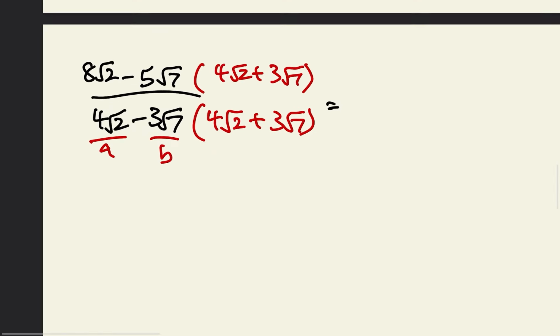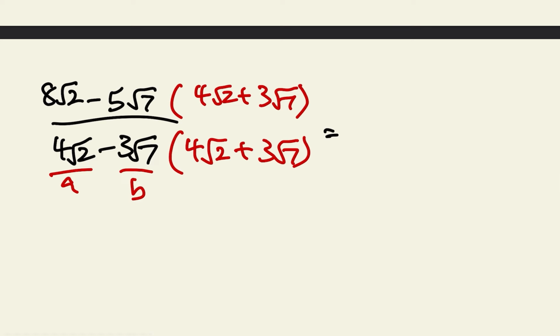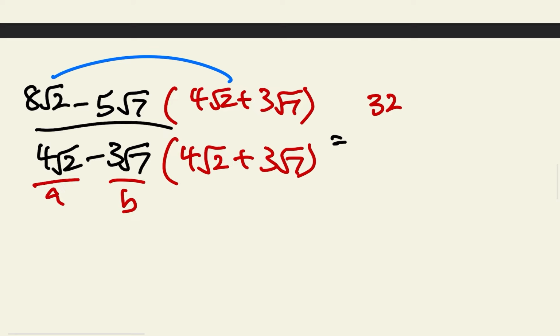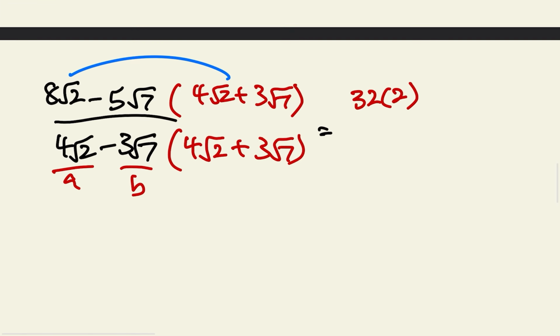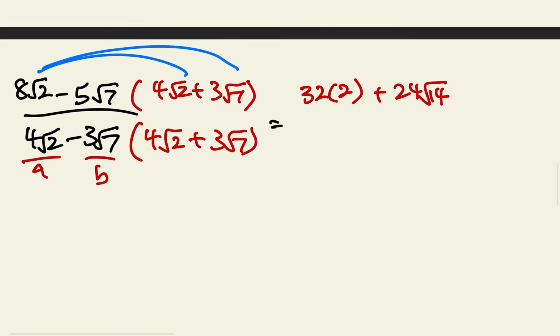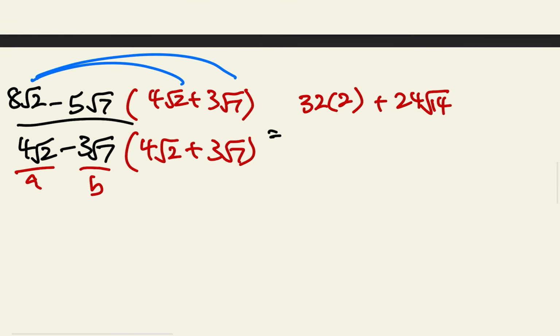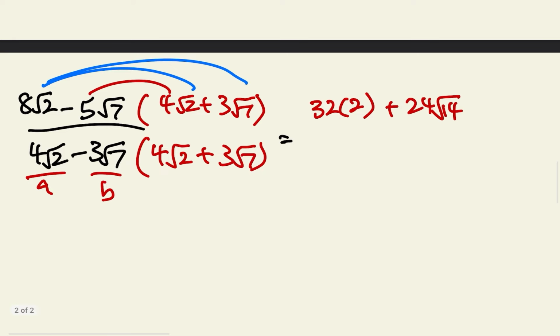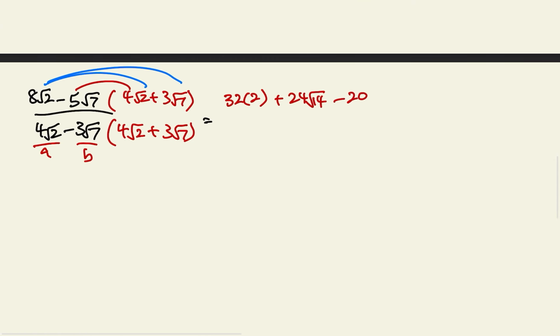And that'll give us, okay, we need to work this out one by one. So 8 square root 2 times 4 square root 2 will give us 8 times 4, which is 32, and square root 2 times square root 2 is just 2. And then 8 times 3 square root 7 will give us 24 square root 14. Then this 5 here, just work things out. Okay, hold on, I'm just going to write things out. That's for our numerator.